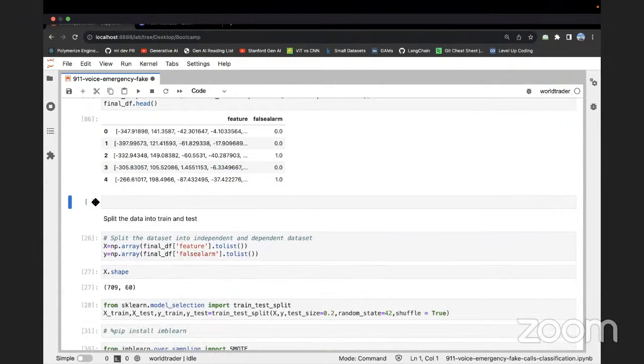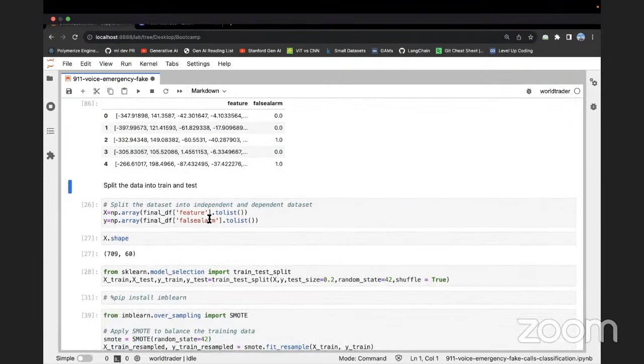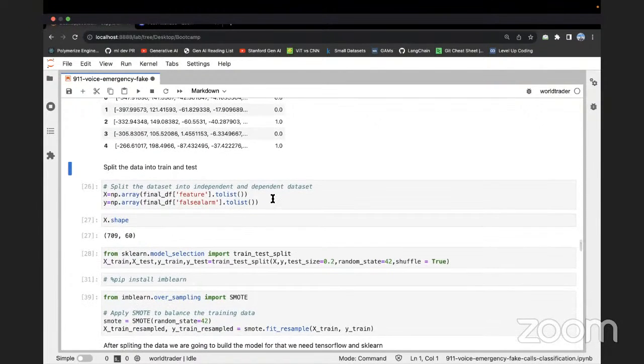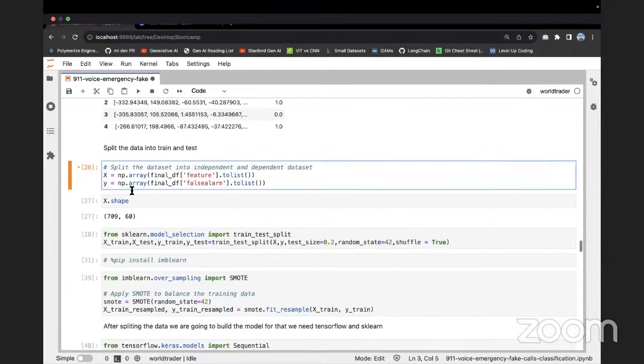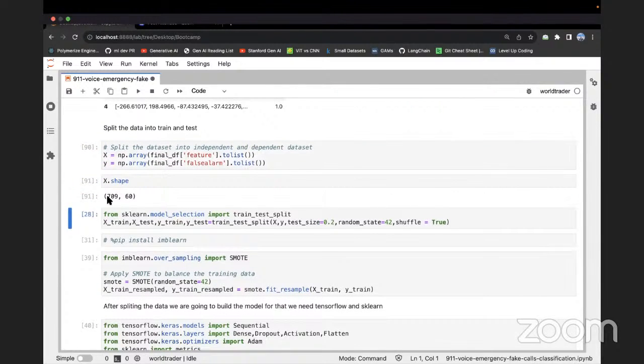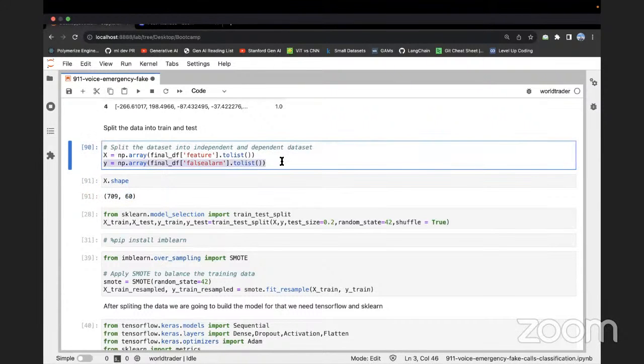Now I will train test split my data to get my X and Y. First of all, X and Y: what is my input? What is my output? I see that 709 is my number of rows, the number of samples I have. And for each case, I have 60 individual features. Y is my output, which is the false alarm.